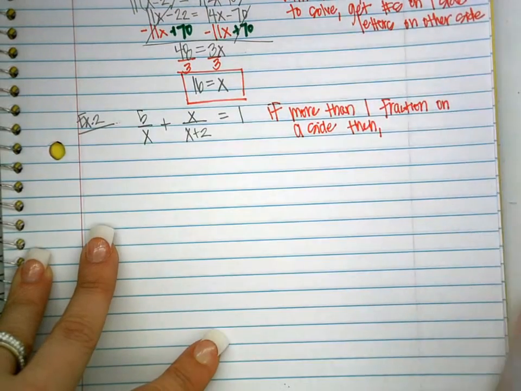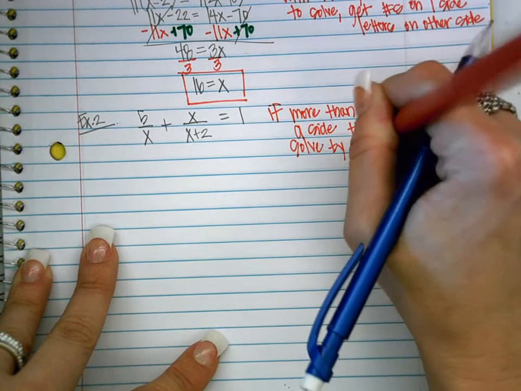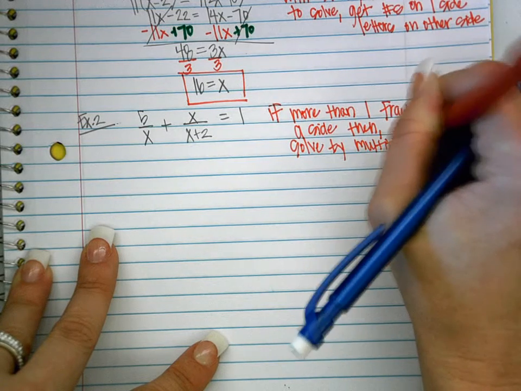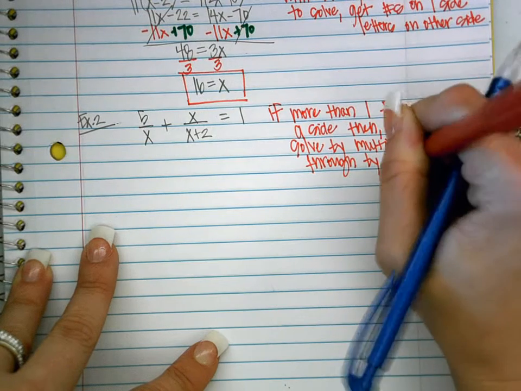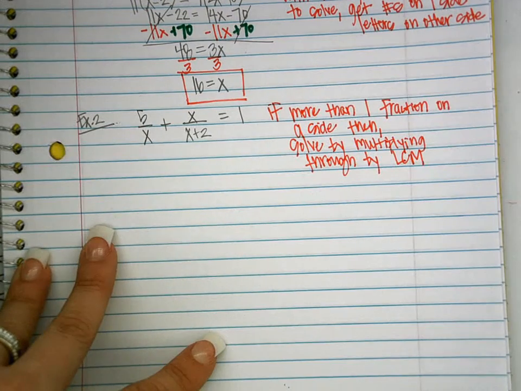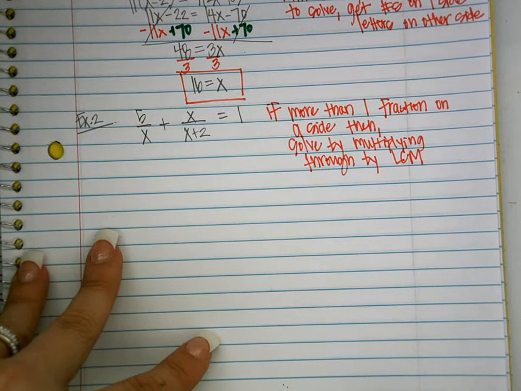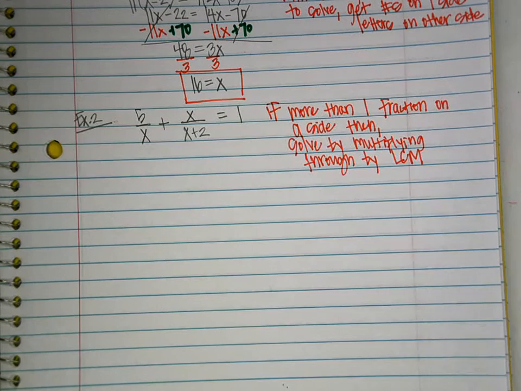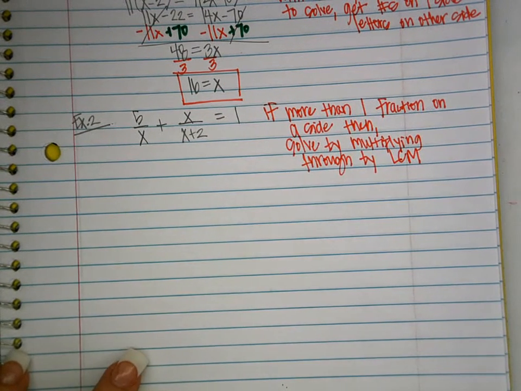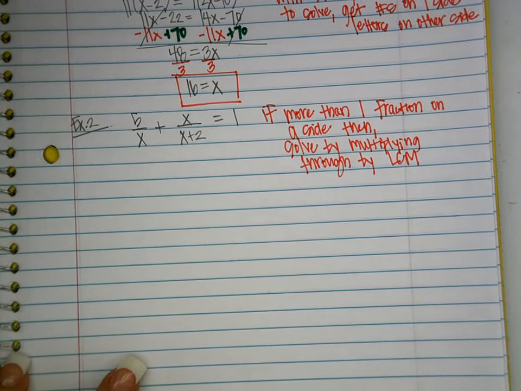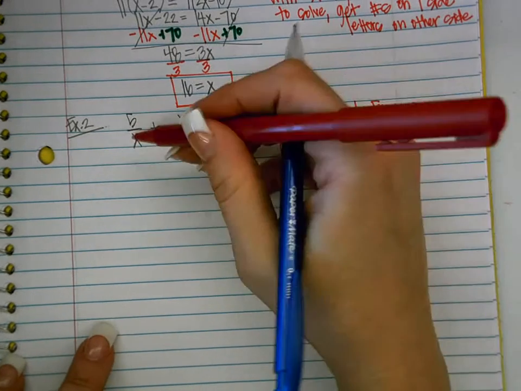then what you want to do is solve by multiplying through by the LCM. Remember, the LCM is what's going to cancel out every single part. LCM is the least common multiple. Think of it like a common denominator. It's not what goes into both of these, but what would I have to multiply by to cancel out both an x and an x plus 2? What would you have to multiply by to cancel out an x and an x plus 2?